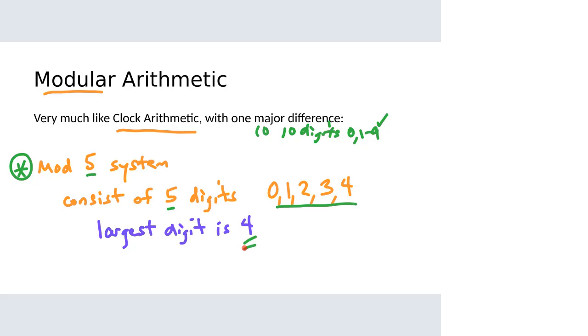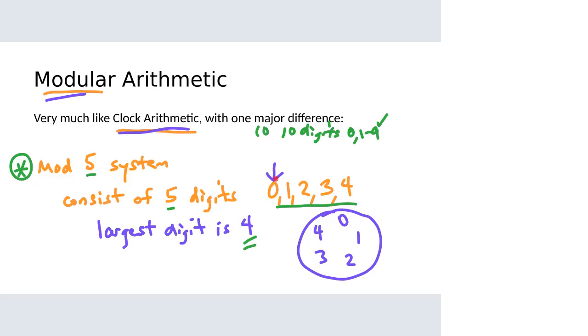If we were going to draw a picture of a mod 5 system, it's going to look very much like our clocks from before. It's just now we're going to have 0, 1, 2, 3, 4. That would be a picture of a mod 5 system. We're going to do the same kind of arithmetic, add, subtract, multiply, find the equivalent of with a mod system that we did with clock arithmetic. The only way that modular arithmetic is different from clock arithmetic is the inclusion of 0.